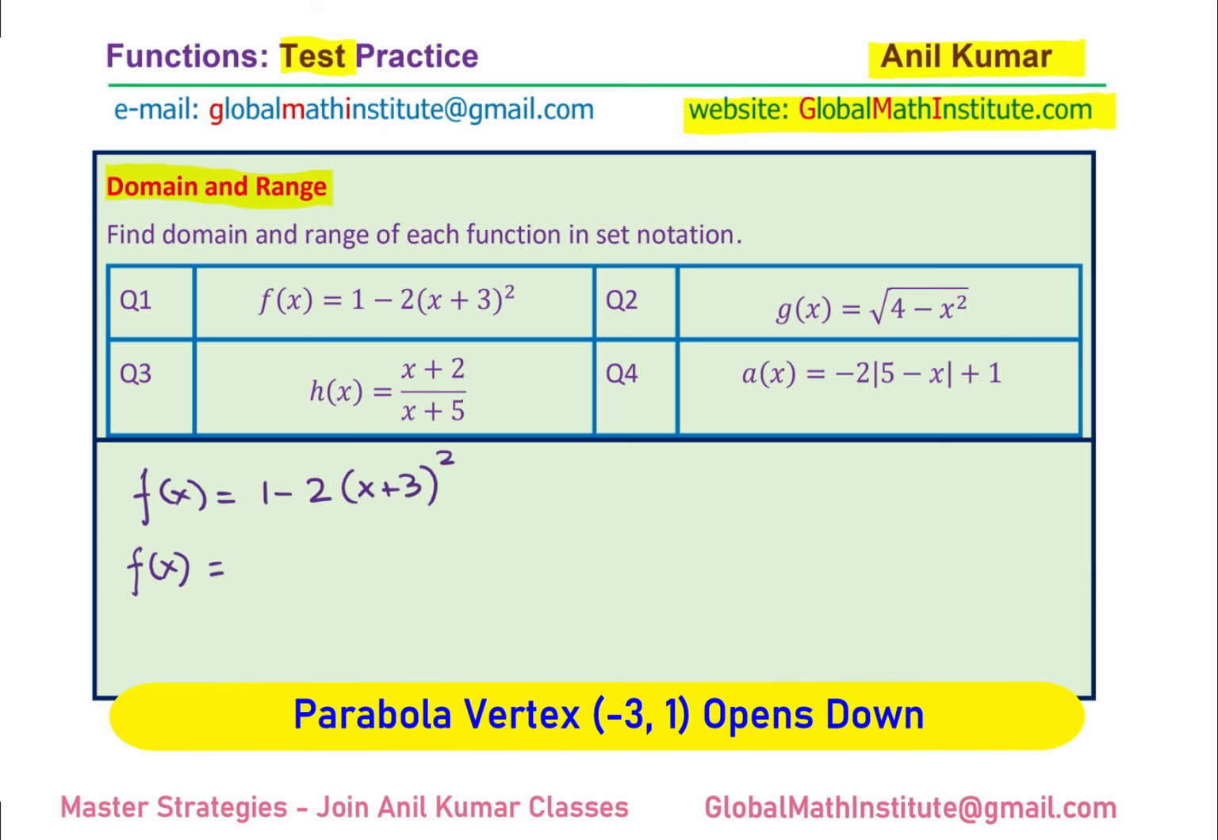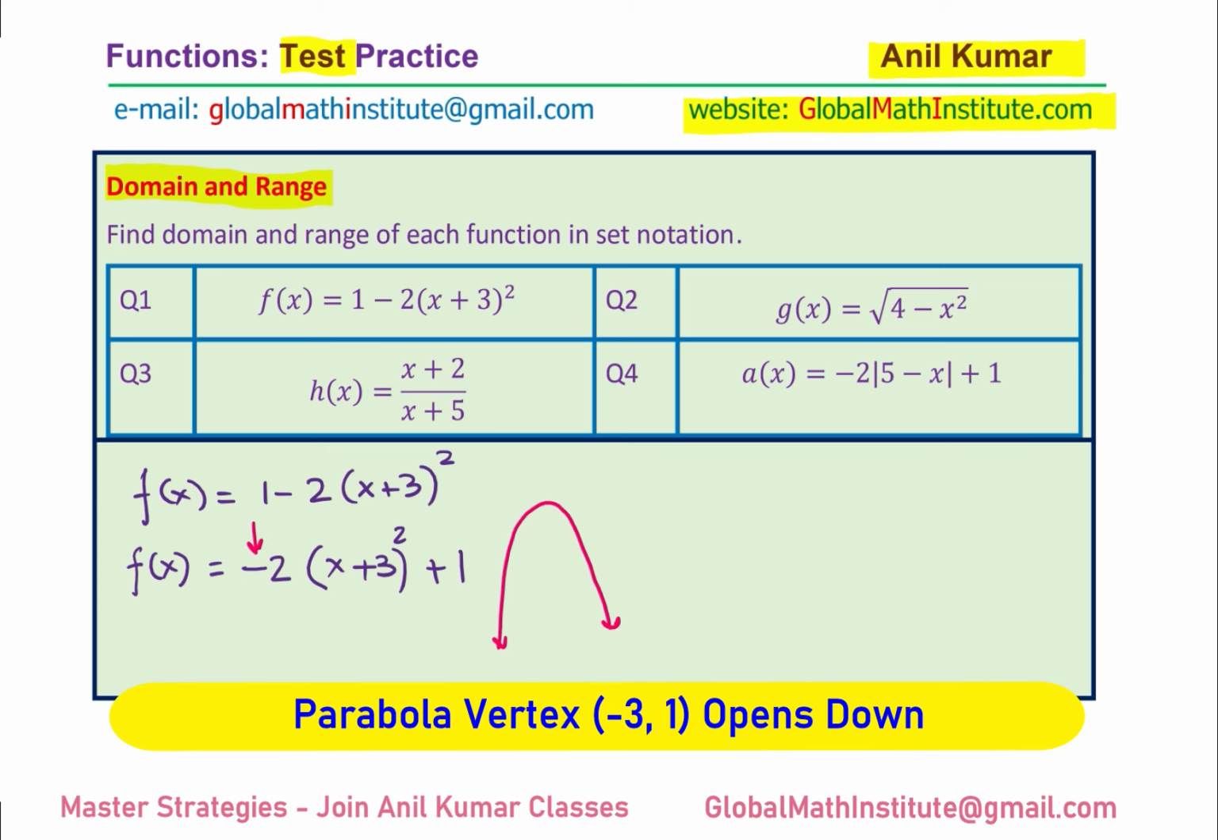So the first step is to write it in the standard way, right? We'll rewrite this equation in the standard way as you always see, which is minus 2 times (x plus 3) whole squared plus 1. Now it makes more sense, right? Earlier it was kind of confusing. Now it's very simple. You see that this is a parabola which opens down, very clearly, since we have this negative here.